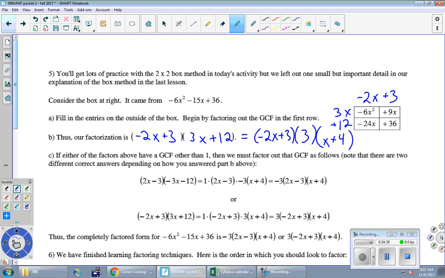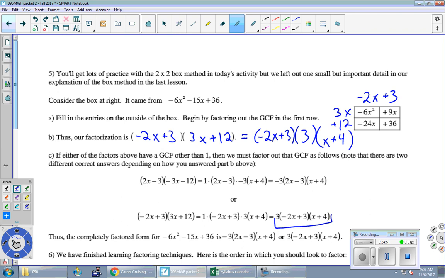3 comes out, leaving x plus 4. This answer is correct. It's full credit. More common would be to put the 3 in the very front of the whole thing. Okay, so what does this mean?